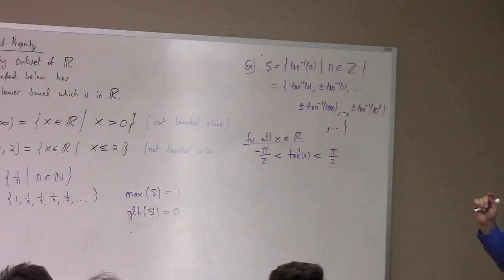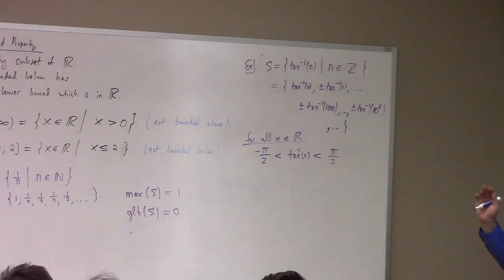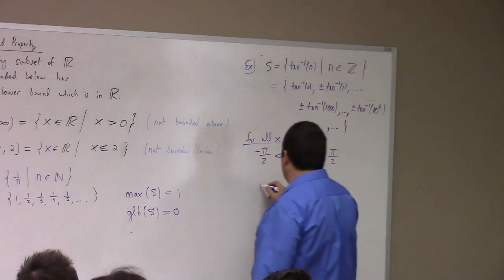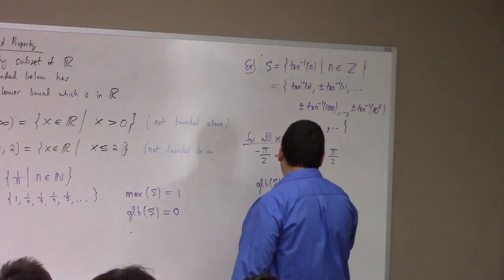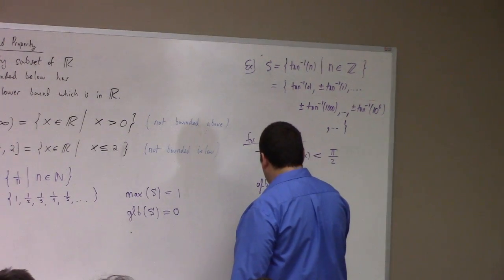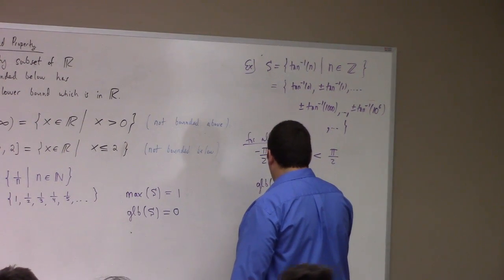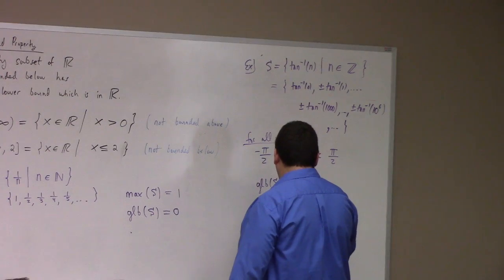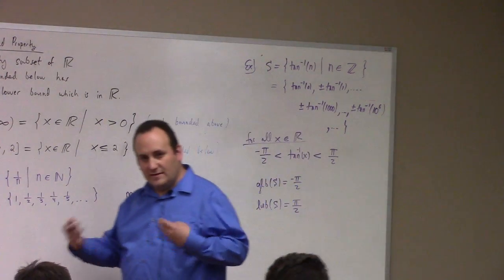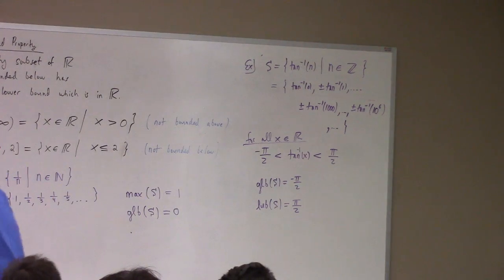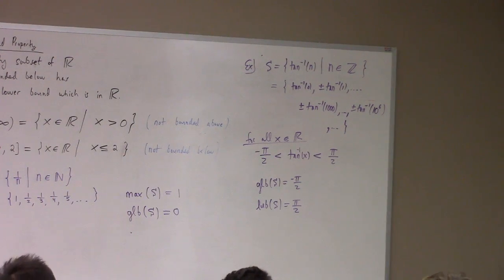It never gets to plus or minus pi over 2, right? But approaches it. And so you can see that the greatest lower bound of S is going to be minus pi over 2, whereas the least upper bound of S is going to be pi over 2. Neither of those are a min or max, because this set has points which never quite get there, right? There's a few examples. All right.